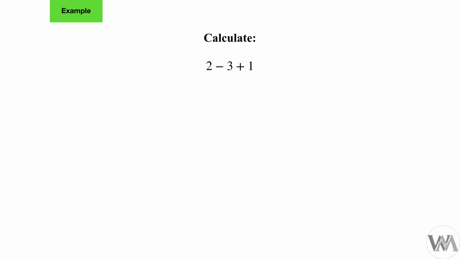In our first example, we are going to calculate 2 minus 3 plus 1. Now, if we follow BODMAS exactly, we know we must first add. So we need to add 3 plus 1 together. If we do that, we're going to get 2 minus 4, because 3 plus 1 is 4. So we have 2 minus 4. And finally, we do subtraction. 2 minus 4 yields minus 2.